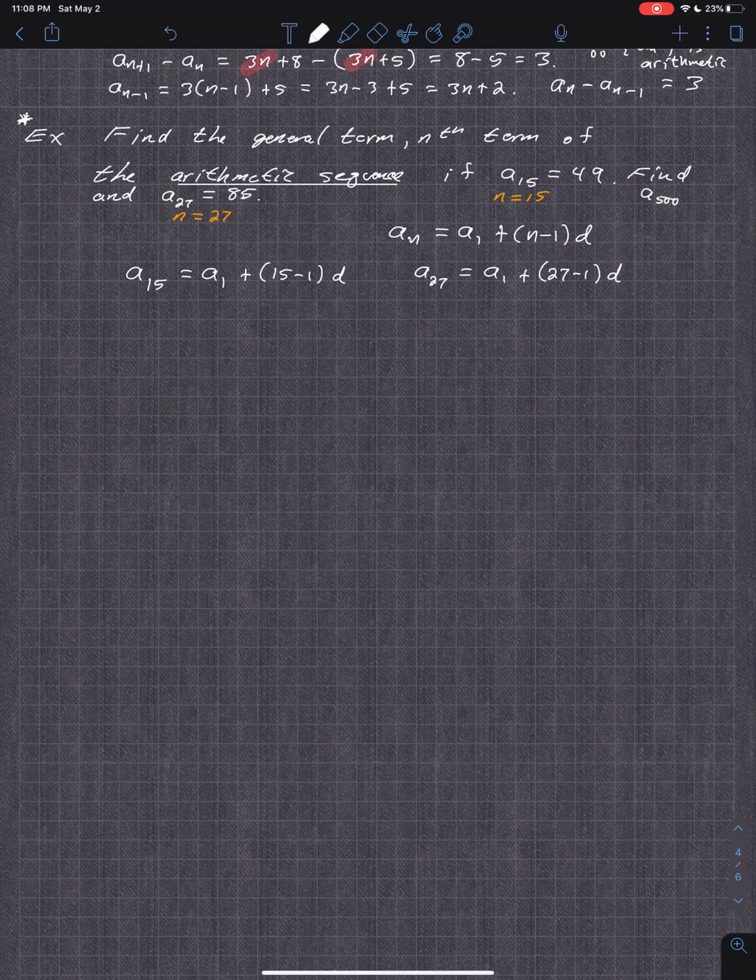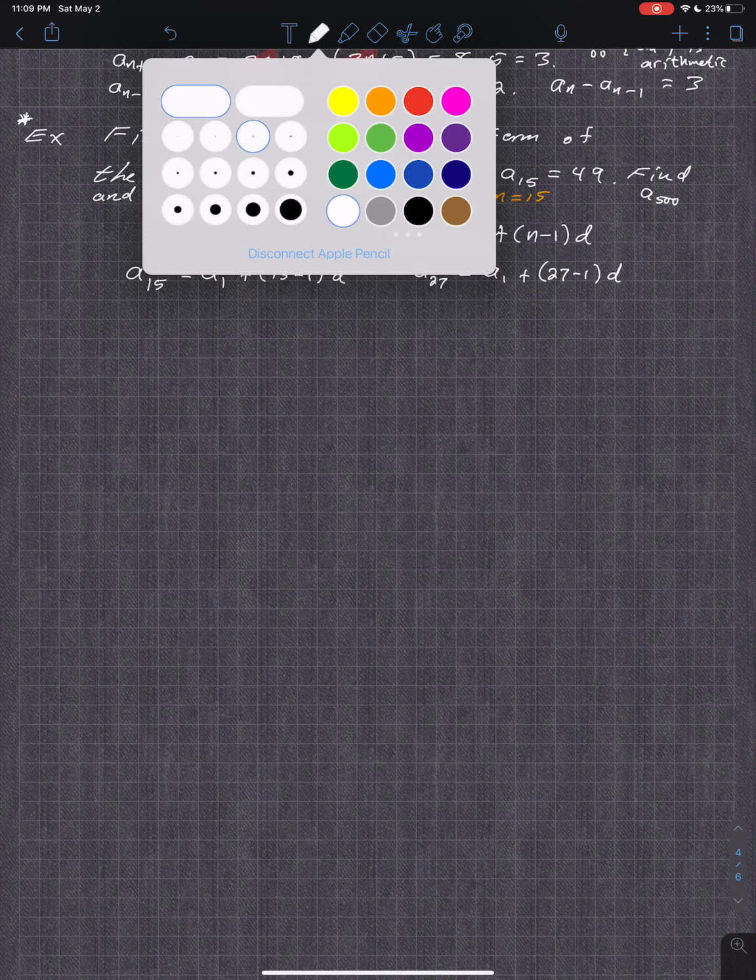But what is a sub 15? The actual number is 49. So we can say 49 equals all that. And then similarly, for A27, it's 85. So we're going to say 85 equals all this. And so that's what you set up.